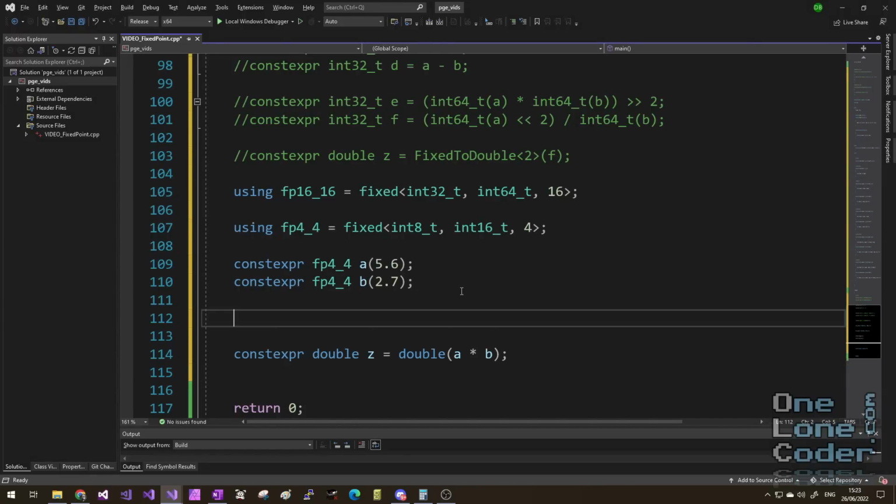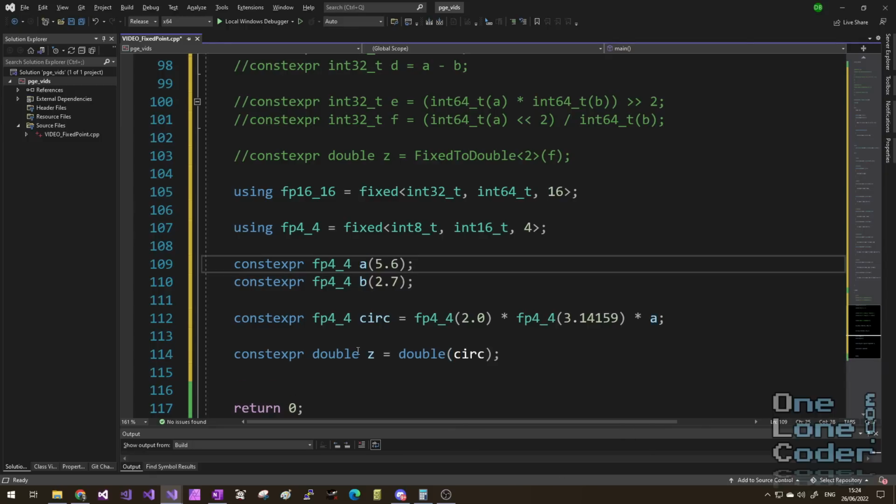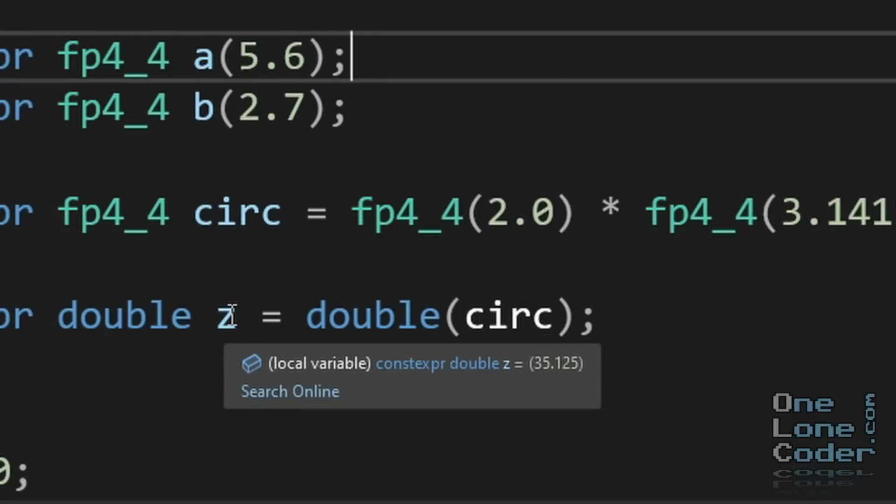Now that we've got a working library, we could start to build more sophisticated functions. For example, let's do something that calculates the circumference of a circle. The circumference of a circle is of course 2 pi r, but we need the 2 and the pi to be in our fixed point format. So we could do it like this: 2.0 times fp 3.14159, get it as accurate as we can, times our radius. I'm just going to pick a to be our radius in this case. And we'll get the final result in our z value. So circ gets calculated to be something, and it's saying that our 2 pi r is 35.125.